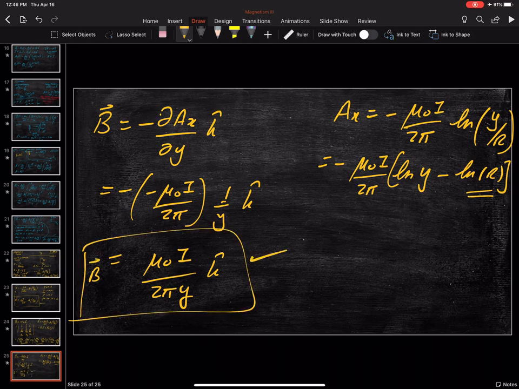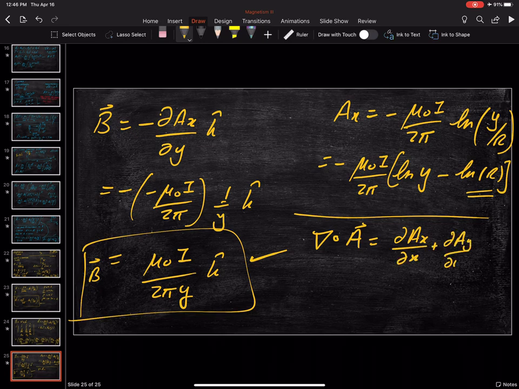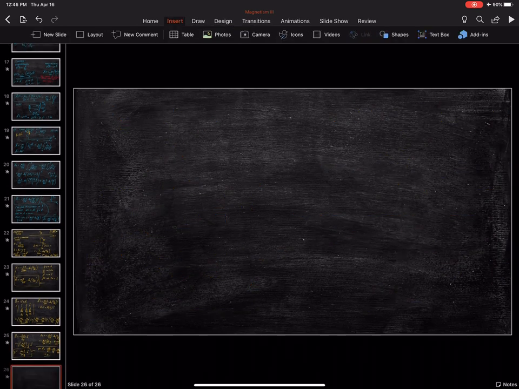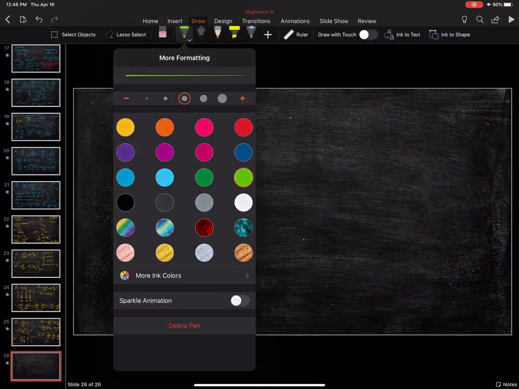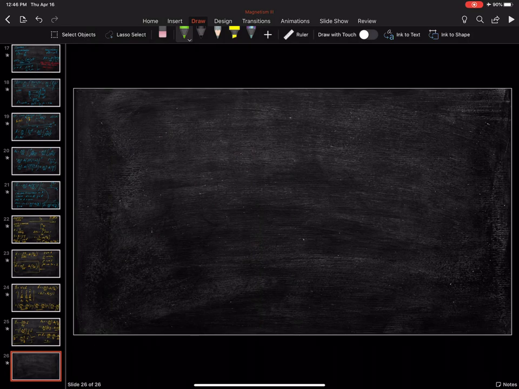Notice also, del dot A, dAx/dx plus dAy/dy plus dAz/dz is equal to 0. Why? We only have an x component and it doesn't depend on x. So our Coulomb gauge condition is satisfied. Okay, so that's nice. One more nice example, then I think we'll leave it there with maybe a couple words about something else. How about a solenoid?